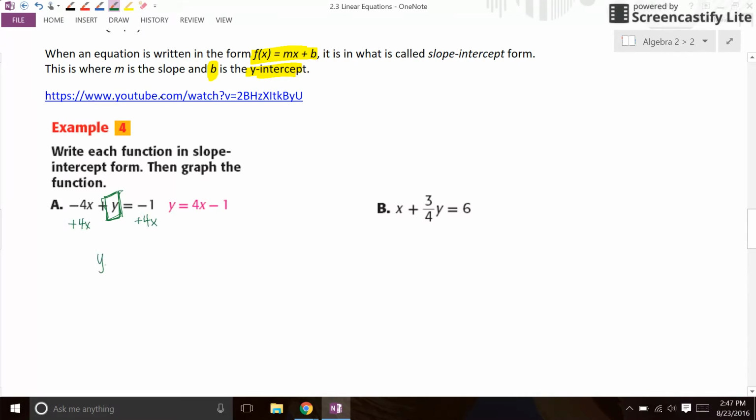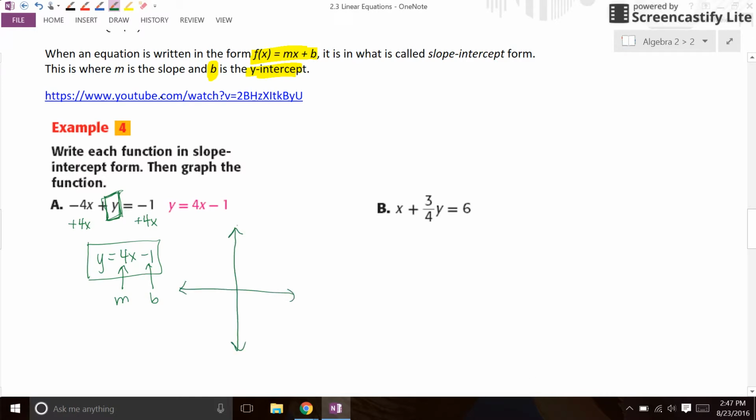And I have y equals, and then what are you left with on the right side? You're left with 4x minus 1. That is slope-intercept form. I know the slope is 4, and I know the y-intercept is negative 1. And I could graph it, but I won't yet. Oh, it does say then graph the function. Yay! So I didn't think it did, and it did.